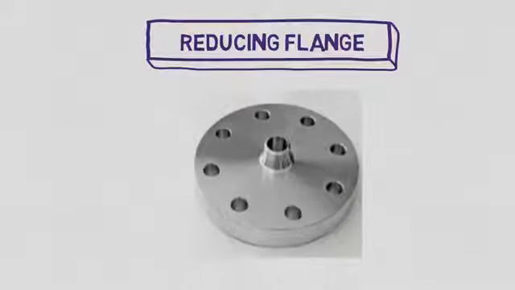Reducing flange. The reducing flange is used to make a reduction in the diameter of the pipe. A reducing flange is most frequently used in installations with limited space. Crowded situations may necessitate the use of the reducing flange because it has a shorter overall length when compared to a weld neck flange and reducer fitting configuration.